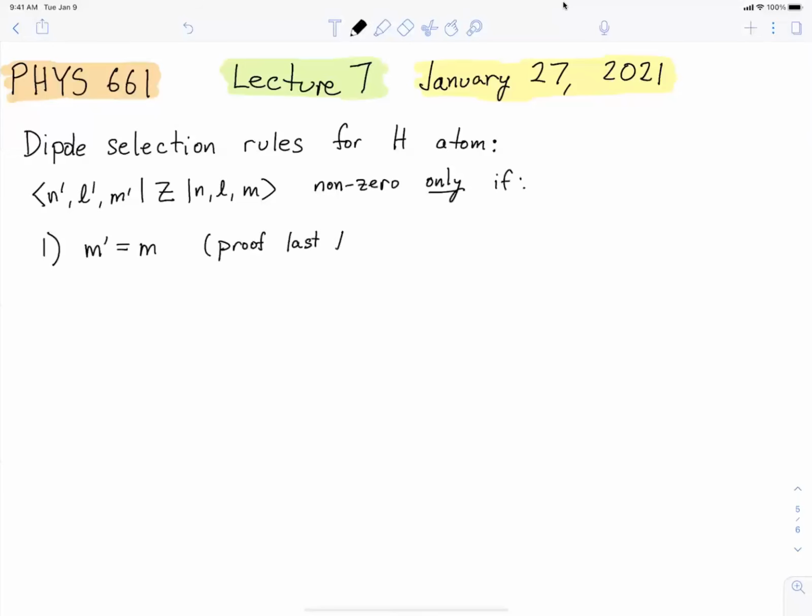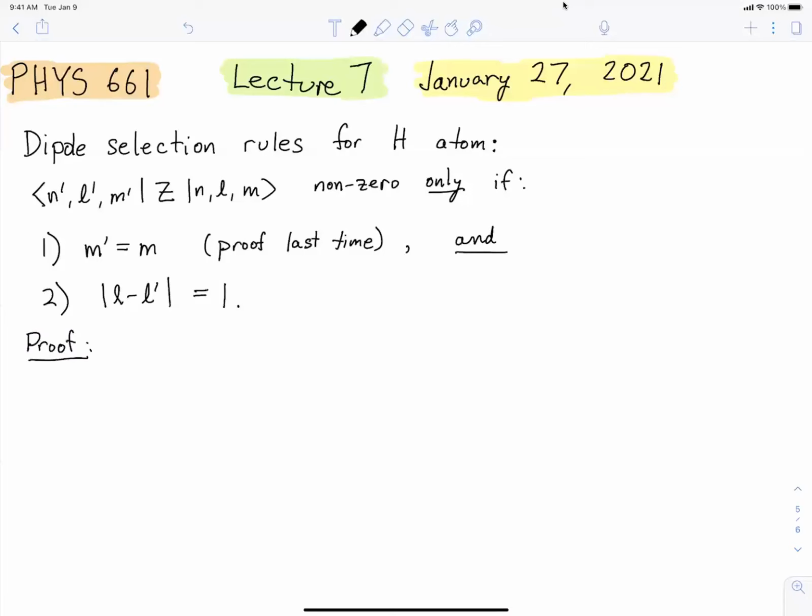And also you did a few of these for homework, so you probably noticed that if m prime was not equal to m, then this matrix element just vanished every time. Okay, so that has to be true, and it must also be true that if you look at the difference between L and L prime, it's either plus or minus 1. So I'm going to write that as the absolute value of L minus L prime is equal to 1. Okay, and so now, again, you've seen examples of this, but let's go ahead and prove it. Okay, and so the proof works like this.